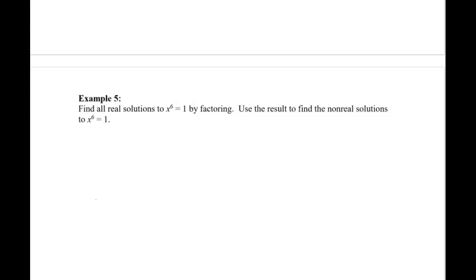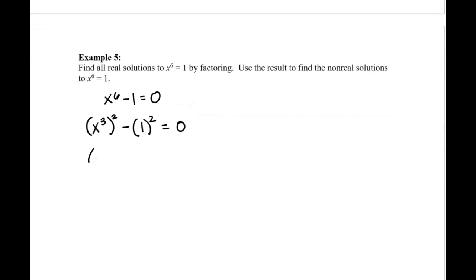I can't do anything with that, but if I subtract 1 from both sides, I get x to the 6 minus 1 equals 0, and that I can factor. There's a minus, so it's a difference. I could do difference of cubes or difference of squares. I'm just going to do difference of squares because I feel like it. So x cubed squared minus 1 squared equals 0.